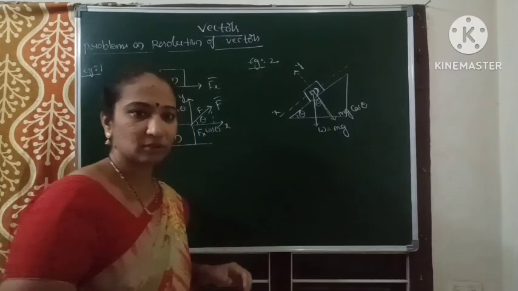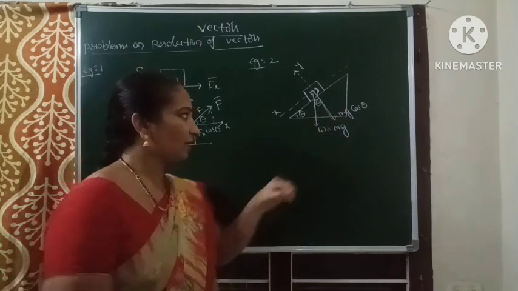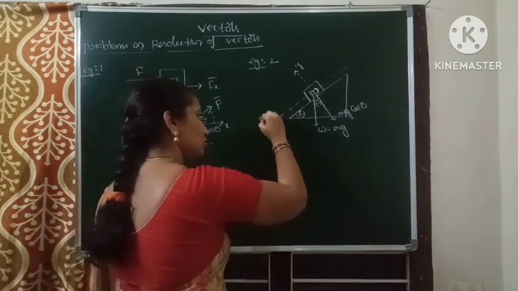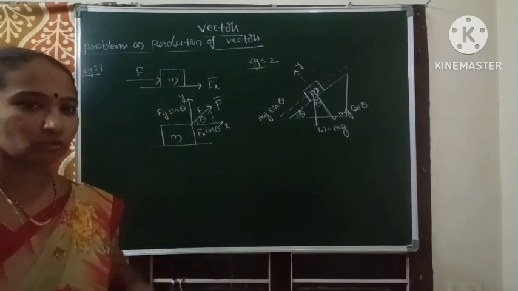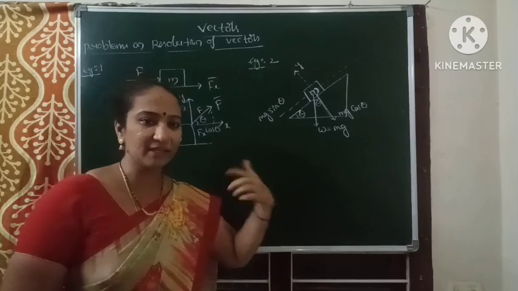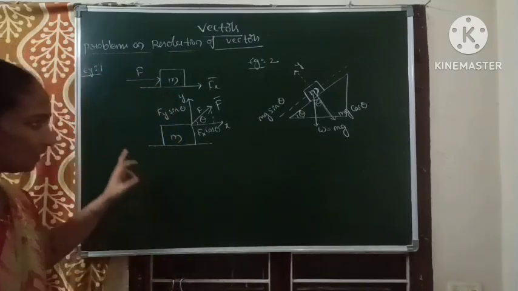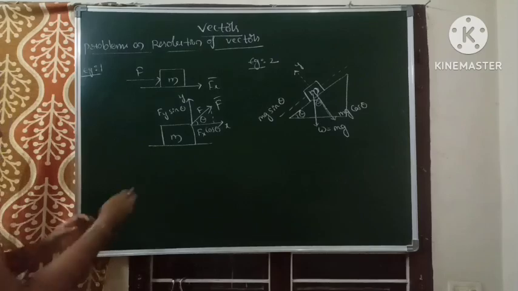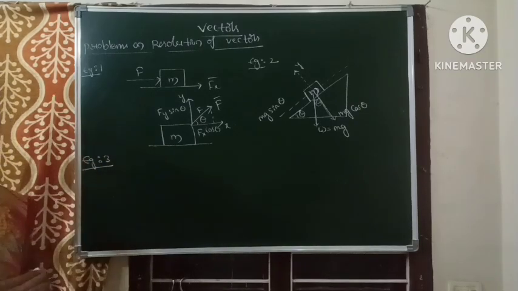mg is resolved into two parts. So here it is a touching angle, it becomes cos theta, and along x direction it is mg sin theta. So the point you have to remember is the position of theta. If you remember that, it is very easy to resolve the components. Clear? Now the same block, same resolution of vectors, let us see in example 3.